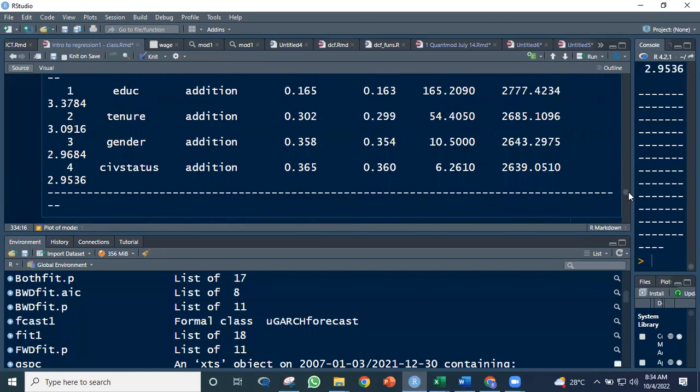So here, it added education, added tenure, added gender, added civil status. Take note, it didn't remove anything. But it can. That's the characteristic of both. Both ways.